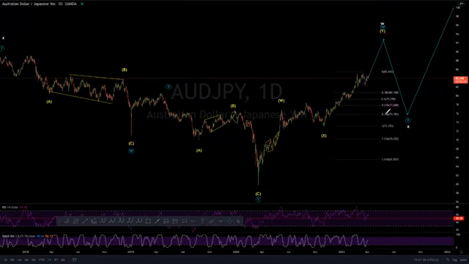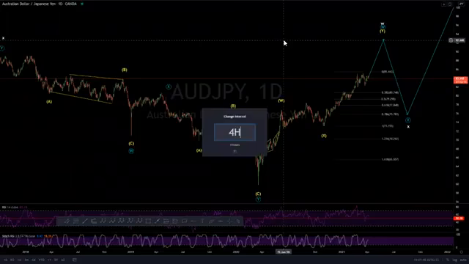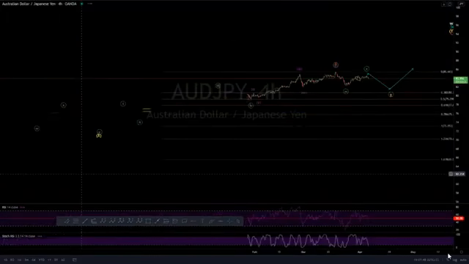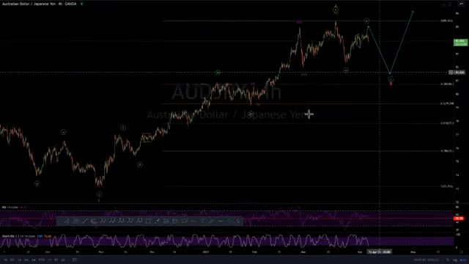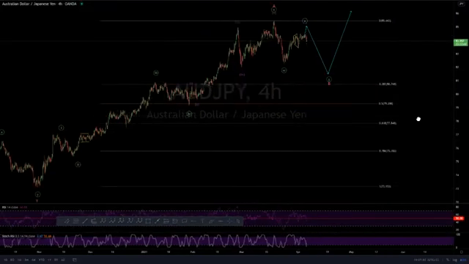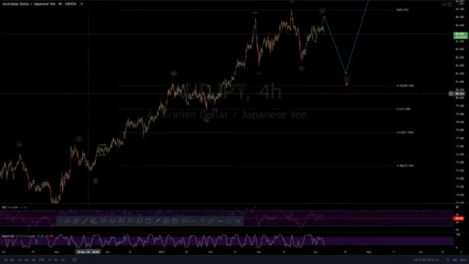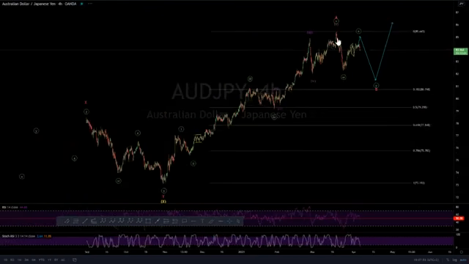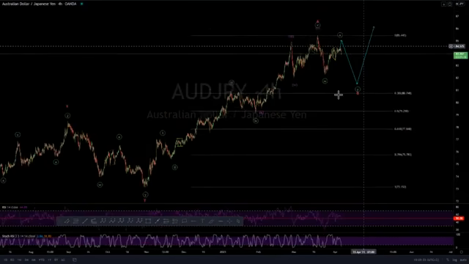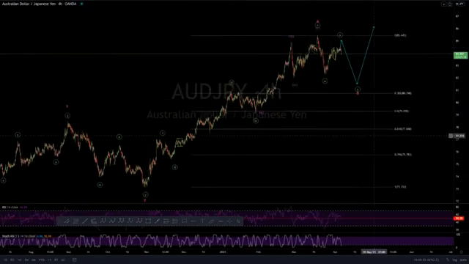You will see it on a 4-hourly how we can get there. Let me show you on a 4-hourly how we can get there. Right, so for now we just had this move here. This is a 5-wave move to the upside that ended our wave A. Now we are looking for this wave B. This wave B normally will come around at 50 to 61.8.